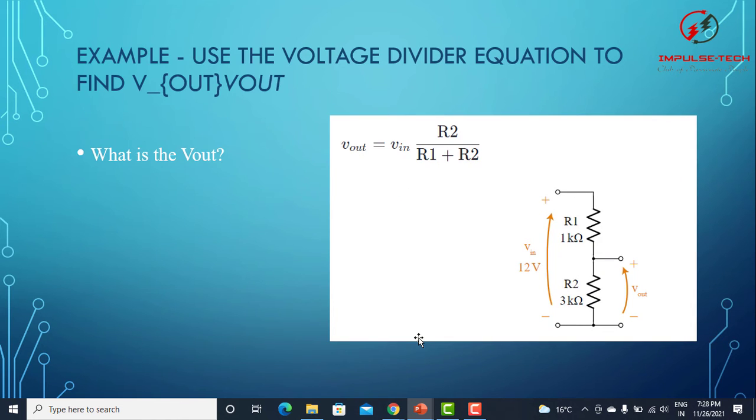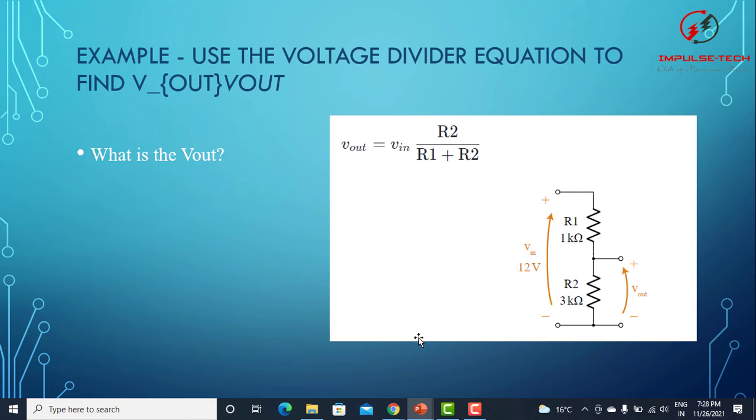Now here in the circuit we have connected two resistors in series. As you can see, the values of the resistors are given, and also the value of the input voltage is given. Resistor 1 has the value of 1 kilo ohm and resistor 2 has the value of 3 kilo ohm, and the input voltage is 12 volt. Now we know Vin, we know R1 and R2. Let's put in the values and get the answer for Vout.